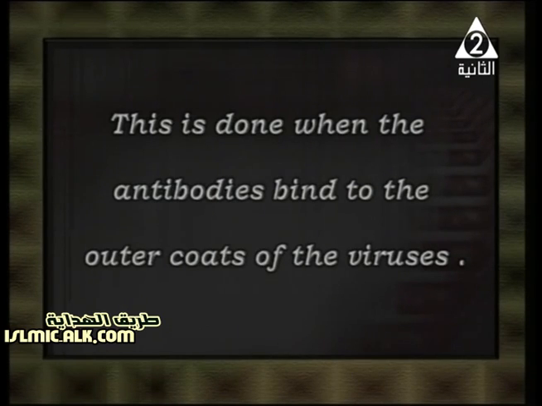Do you know that we have two main families of viruses? The first type consists of just one strand or two strands of DNA or RNA. The other type consists of DNA or RNA, and it is surrounded by a coat. As we said, this is done when the antibodies bind with the outer coats of the virus, I mean the viruses that already have coats or an envelope.